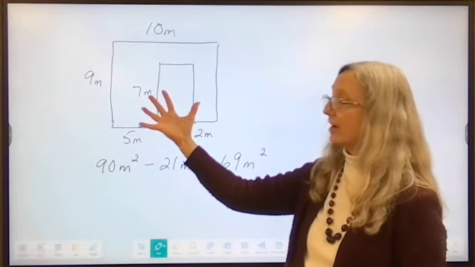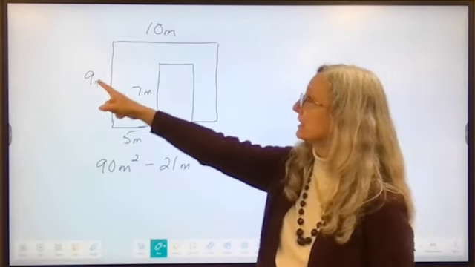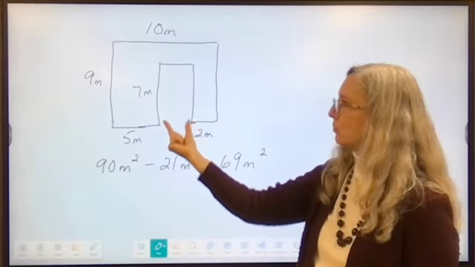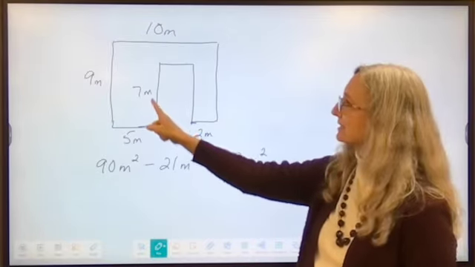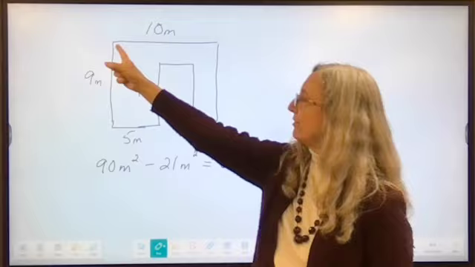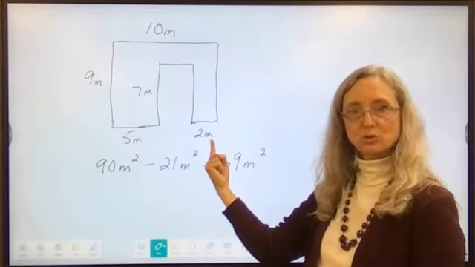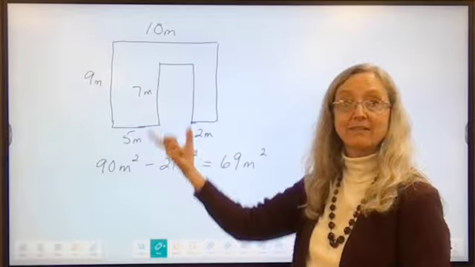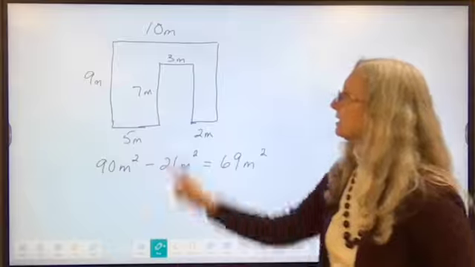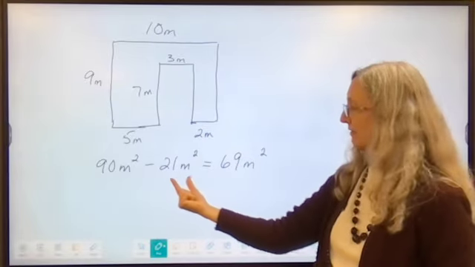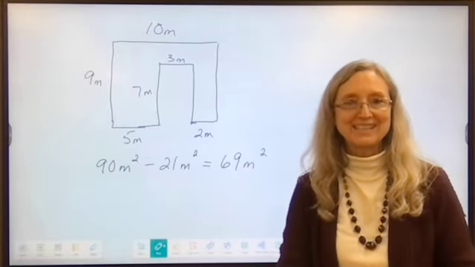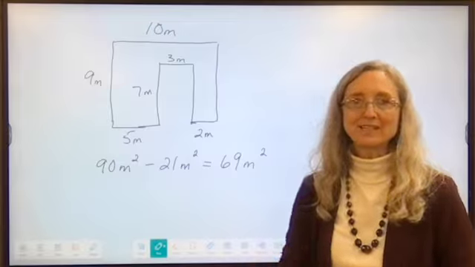I did the entire figure by going 10 times 9. Base times height, and got 90. Then I said, okay, what is the area of this rectangle? It's 7 meters high, but how wide is it? Well, if this whole thing is 10, and this is 5, and this is 2, then I subtracted that 7 from 10 to realize that this has to be 3. So 7 times 3 gave me the area of that rectangle that I subtracted out. 90 minus 21 left me with 69 square meters. That was the correct answer.